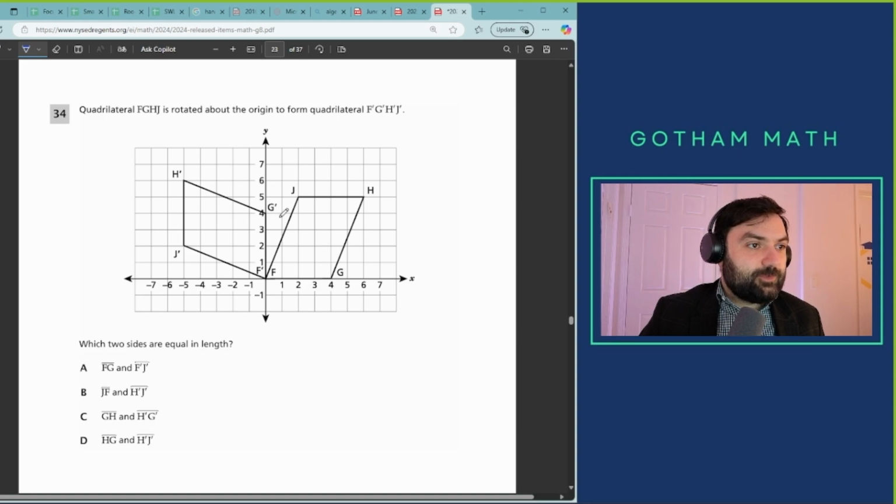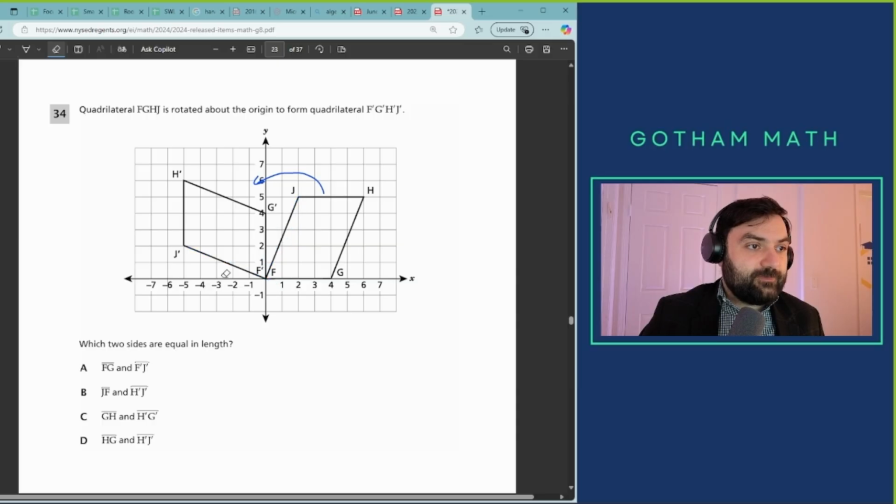So we are having some sort of figures here. Quadrilateral FGHJ is rotated about the origin to form quadrilateral F prime, G prime, H prime, J prime. So it went from this one to that one. And the question is, which two sides are equal in length? Well, that's easy, because all that happened is that the quadrilateral was moved to the left, basically rotated to the left. So it means that this side will match this side and so on.